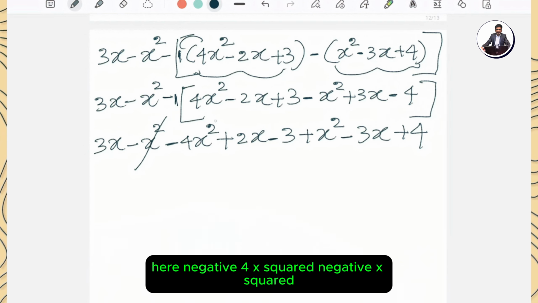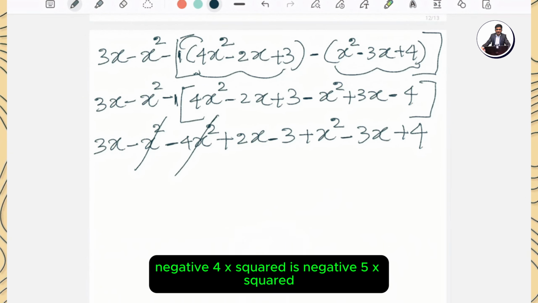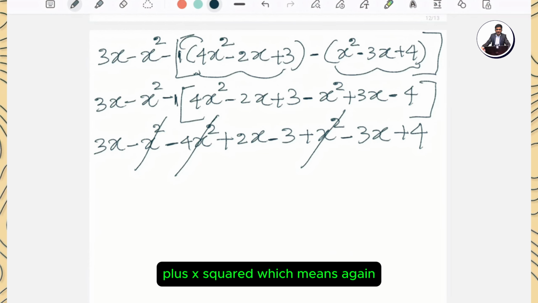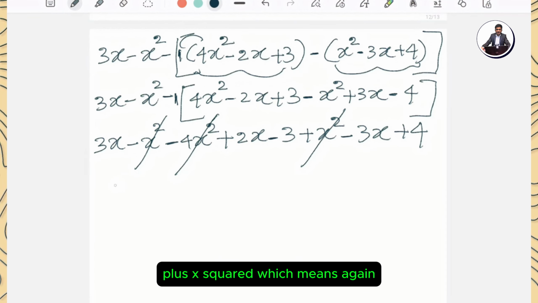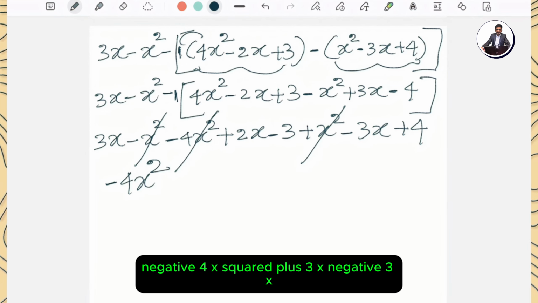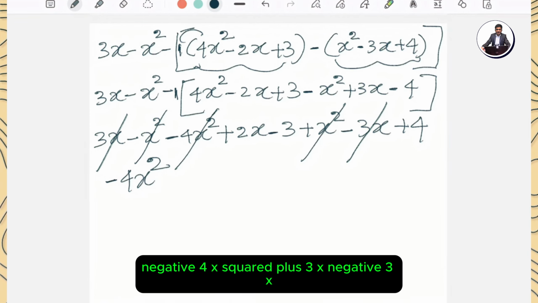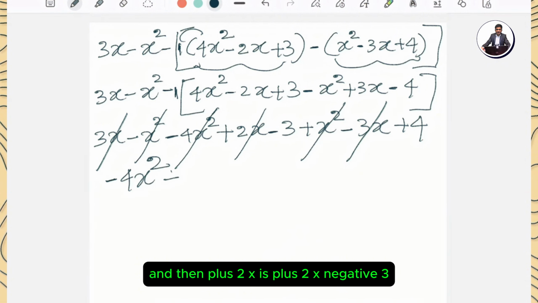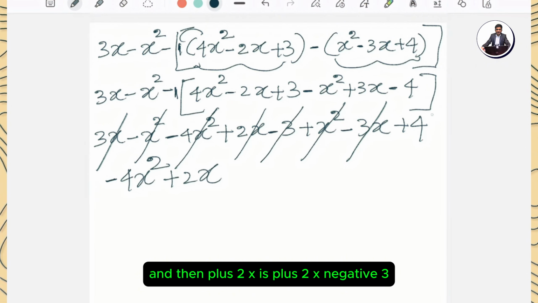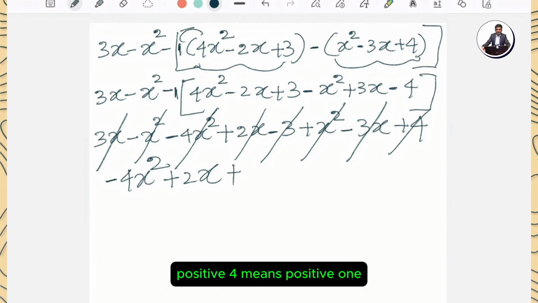Here negative x squared, negative 4x squared is negative 5x squared, plus x squared, which means again negative 4x squared. Plus 3x, negative 3x, and then plus 2x is plus 2x. Negative 3, positive 4 means positive 1.